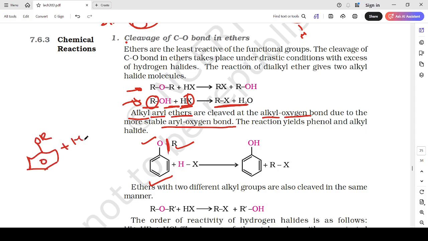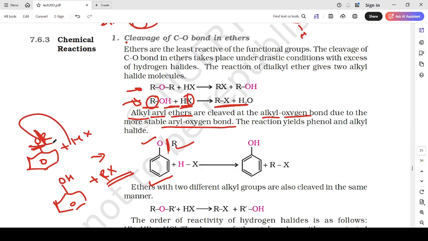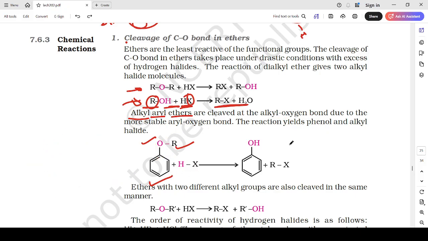OR is there. I treat it with HX. What is your possibility? OH and RX is my possibility. Why, ma'am? Why can't I break this bond here? Why do you think I should break the bond here? Because you say it is OH. Why don't I break it and say it is just benzene? Because this bond is stronger compared to this bond. So I don't break this bond. Instead, I break this bond. Clear that? Yes, ma'am.